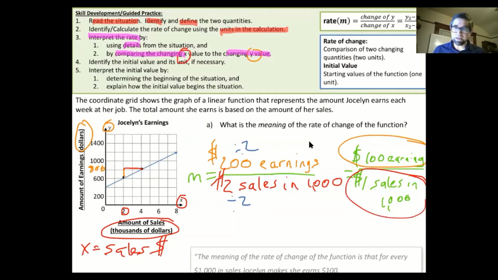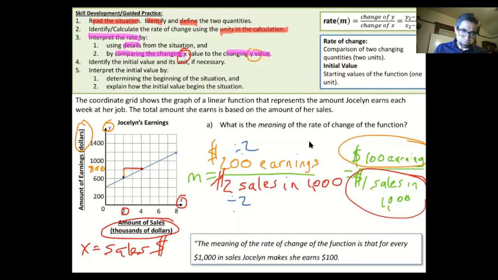Okay, so let's see what my explanation would be. The details I'm including here is what the dollars are talking about. And what I have is the meaning of the rate of change of the function is that for every $1,000 in sales, this is my X value, I'm using this part first. For every $1,000 in sales Jocelyn makes, she earns $100.